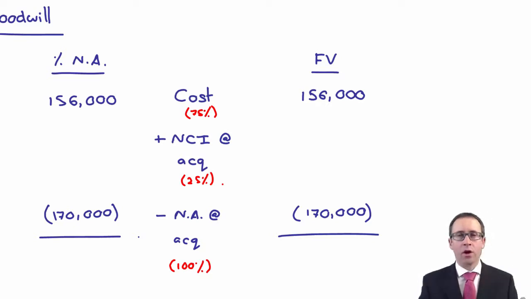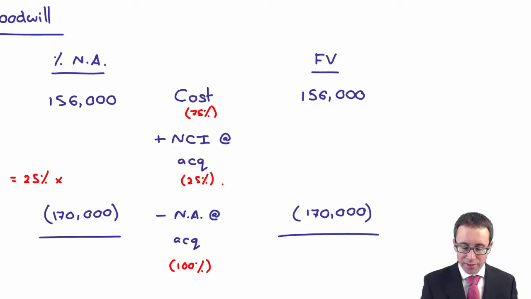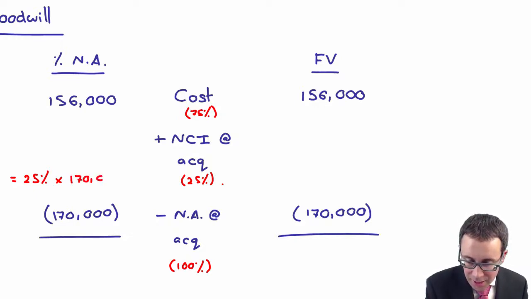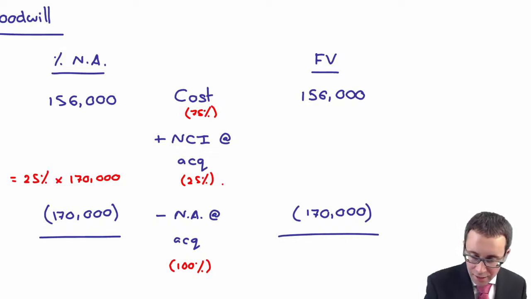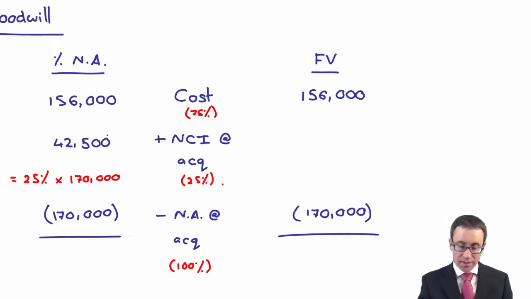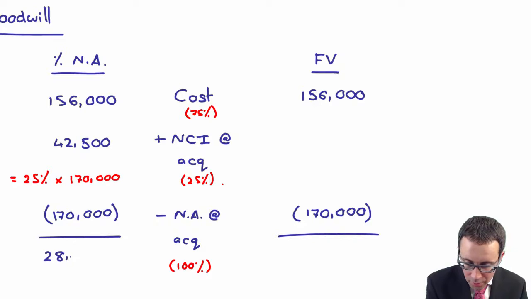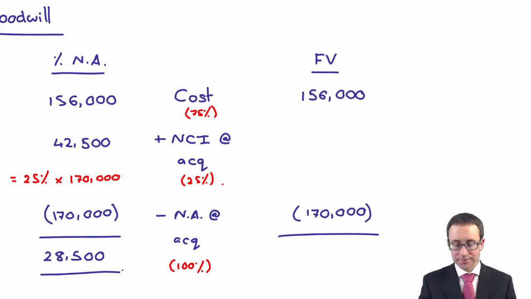The big issue now is the non-controlling interest. In the first bit, it's based upon your proportionate share of net assets. So here, the NCI share of the net assets is 25%. If the net assets are worth 170,000, 25% of 170,000 gives me 42,500. Let's have a quick check: 170,000 times 25%, yes, 42,500. When you total that up, you end up with 28,500 as your goodwill. Everyone happy with that? Nice and simple, straightforward calculation.